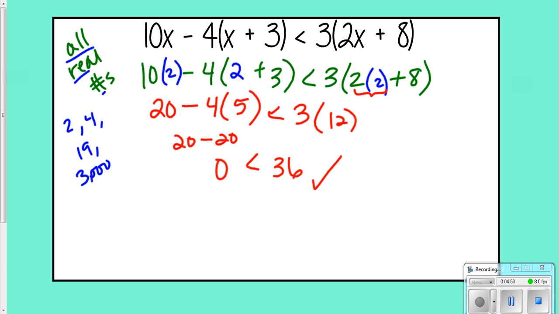We will continue to get true statements no matter how many of these numbers we plug in. I could do this over and over and over. You could pick your favorite number in the world, plug it in, and it would work out to be a true statement at the end. This is a true statement.